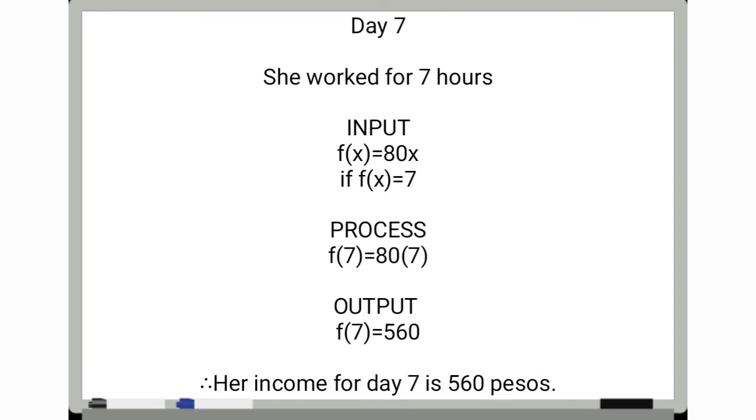And in day 7, she worked for 7 hours. Again, our input is f of x equals 80x. If x is equal to 7, our process is f of 7 equals 80 times 7. Our output is f of 7 equals 80 times 7 equals 560. Therefore, her income for day 7 is 560 pesos.